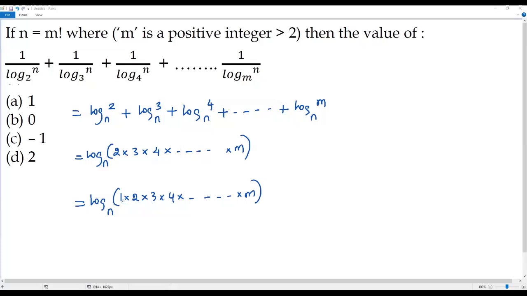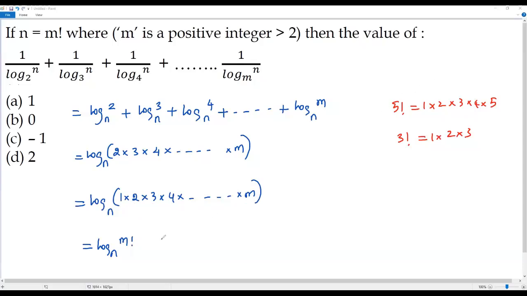So what can we write for this? For this expression we can write m factorial. For example, 5 factorial is 1 times 2 times 3 times 4 times 5. We start multiplying the numbers from 1 and go up to 5 whenever we have a factorial. This is the concept of factorial. For example, 3 factorial is 1 times 2 times 3. So here 1 times 2 times 3 times up to m can be written as m factorial.